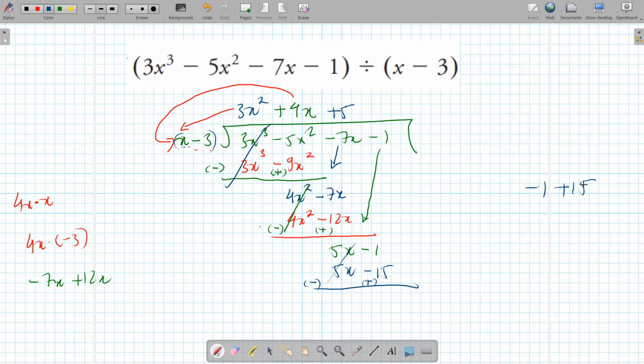Negative 16? Try again. It is not negative 16. You lose 1, you gain 15. How much do you have in total? 14. Yeah. And there we go.